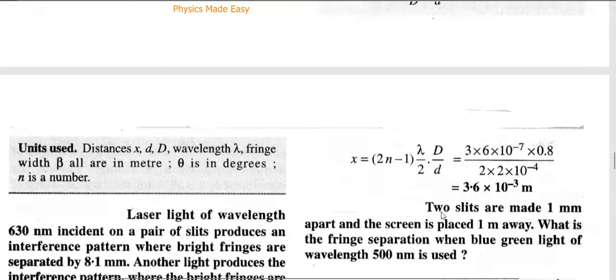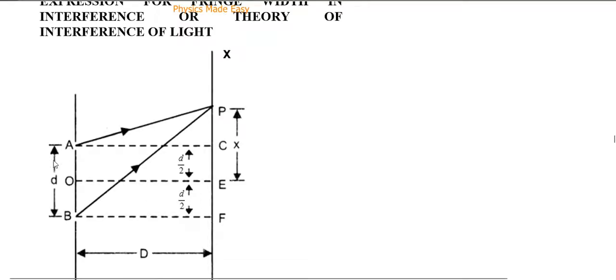And let me remind you from the diagram about these parameters. Now let us have a look at the diagram. In this diagram, this is D. Small d is the distance between the two sources, and x is the position of bright fringe or dark fringe, and capital D is the distance between the source and the screen. So this is about all the parameters.